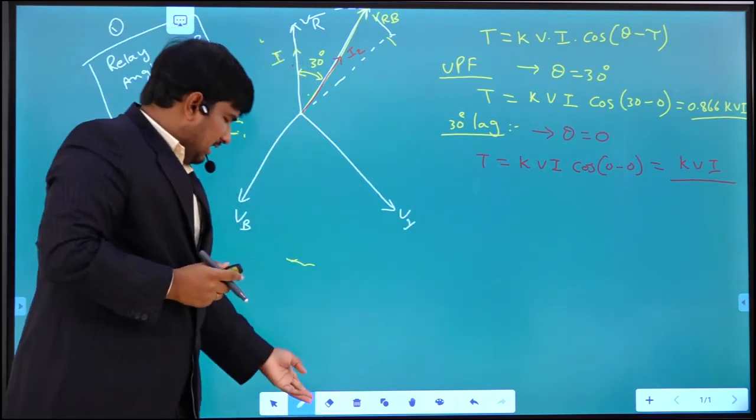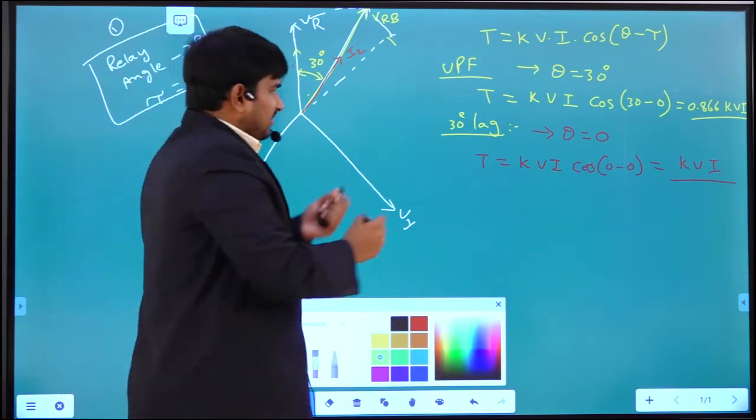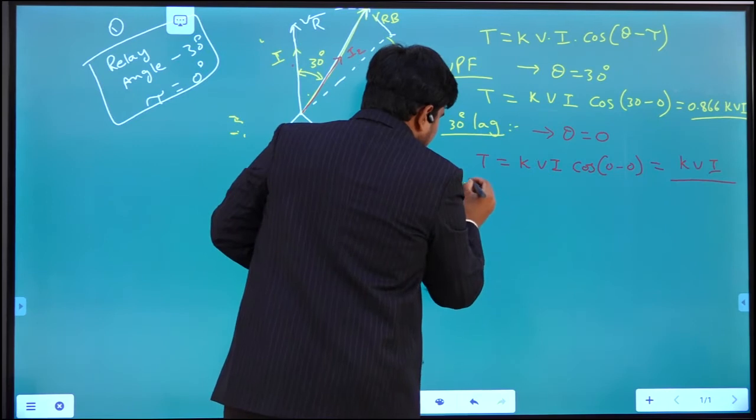And let me take another case. We have taken 30 degrees lag, now 60 degrees lag.